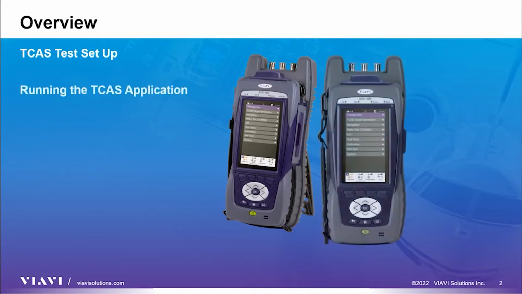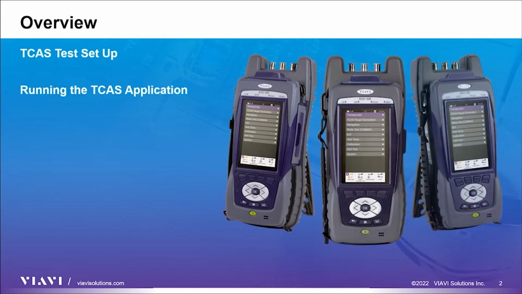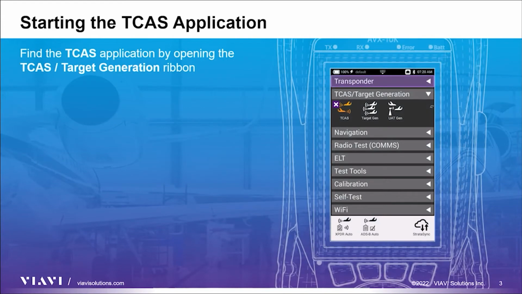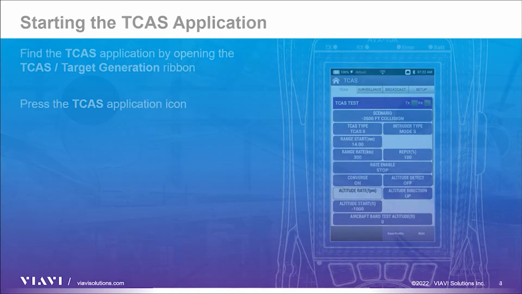In this video, we will be discussing the settings and procedures for TCAS testing. We will look at saving test generator parameters and viewing the results. We will also look at saving custom scenarios. After turning on your test set, open the TCAS target generation ribbon and select the TCAS application.